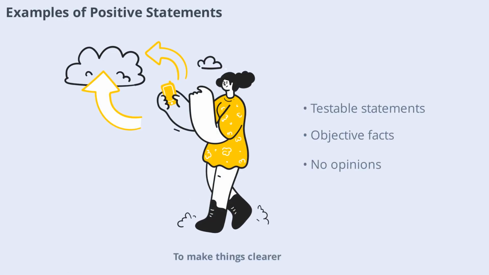To make things clearer, let's look at some examples of positive economic statements. These include statements like "the unemployment rate is 5%," or "a tax on cigarettes reduces smoking rates." Notice how these statements can be tested or measured. They don't include opinions or suggestions about what should be done. Instead, they focus on what is happening or what will happen if certain actions are taken. This objectivity is what sets positive economics apart from other types of analysis.